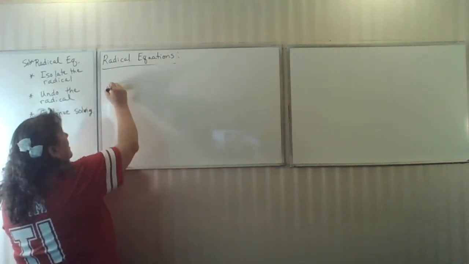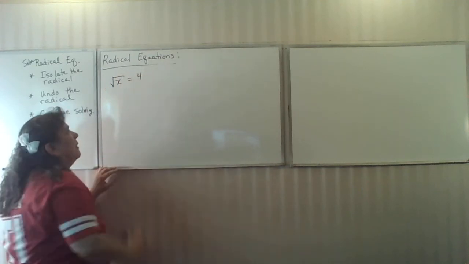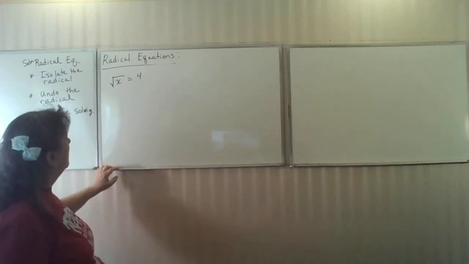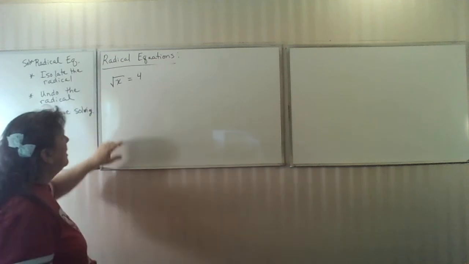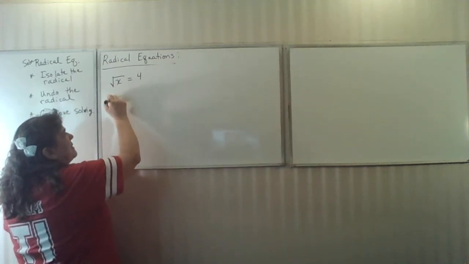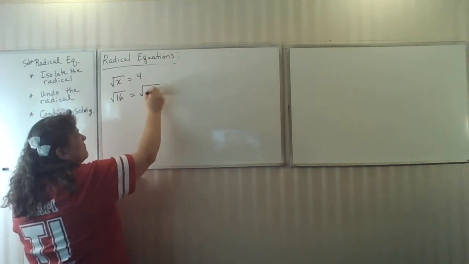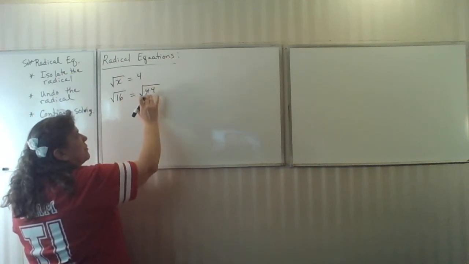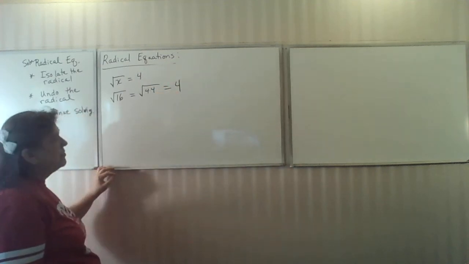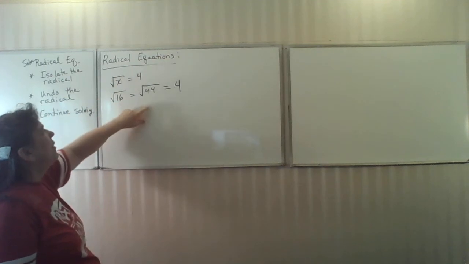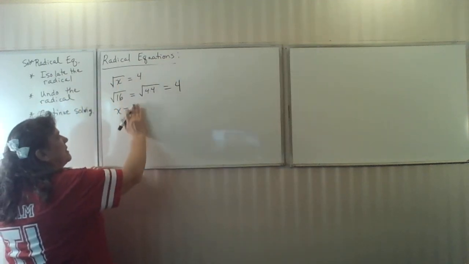If I have the square root of x is equal to 4, you're going to look at me and say, well, what number, if I take the square root of it, equals 4? Many of you will know that that is 16, because the square root of 16 is equal to 4 times 4. In other words, what number repeated, therefore the answer is 4. So the square root of 16 is 4. So therefore my x is equal to 16.